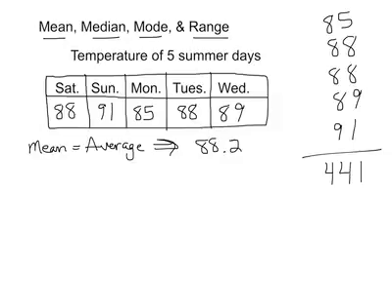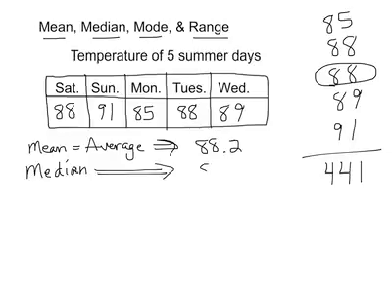The next thing I want to look at is the median. Now the median is the number that's in the middle. So now that they're in order and I have 5 numbers, the middle number would be this 88. So the median would be 88. And these of course are all degrees.